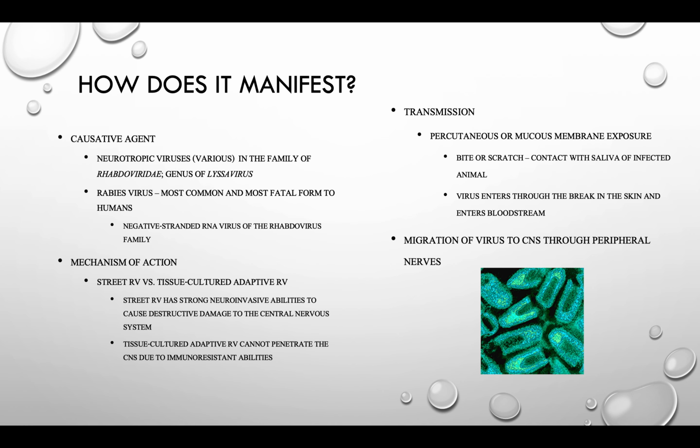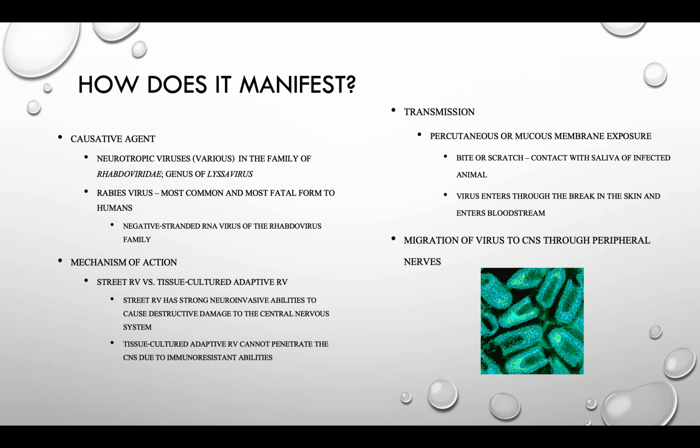How does rabies manifest in the body? This is where we're going to get into the mechanism of action, the causative agents, stuff like that. So this is a very important part of the presentation. The causative agent stems from the neurotropic viruses in the Rhabdoviridae family, specifically in the genus of Lyssavirus. Pronunciation may not be correct, I'm sorry.